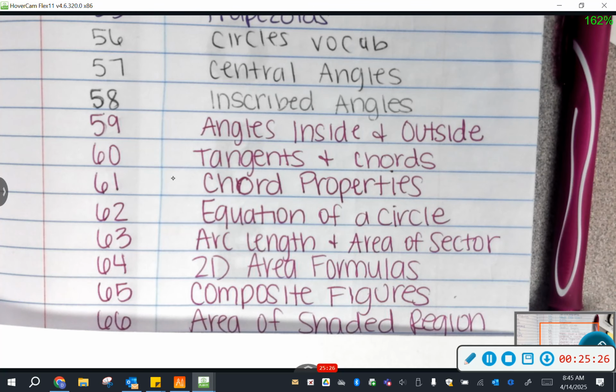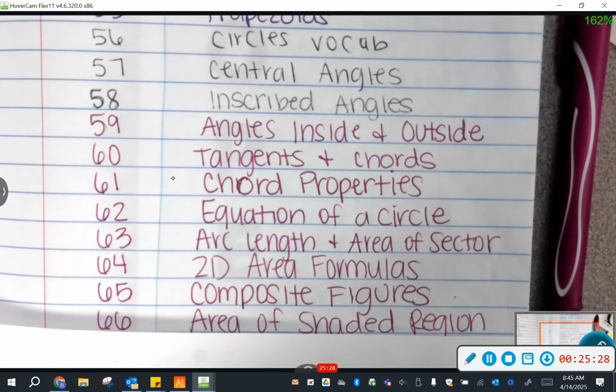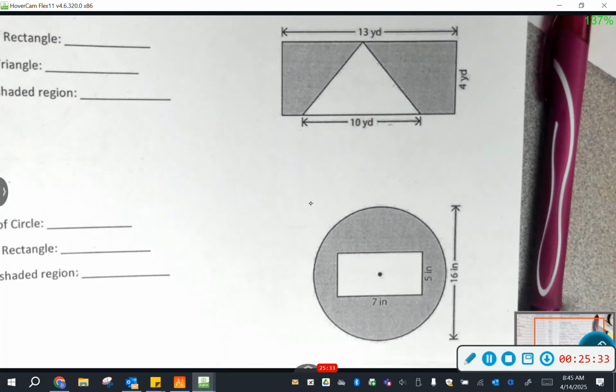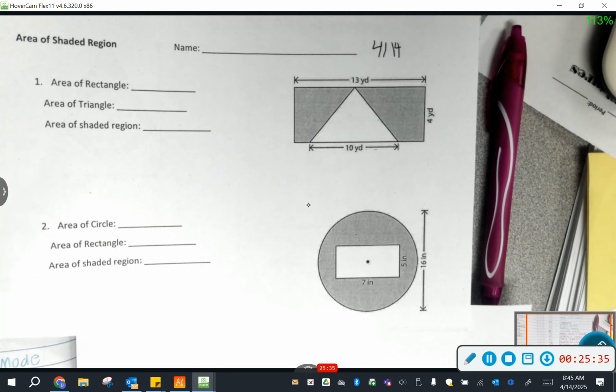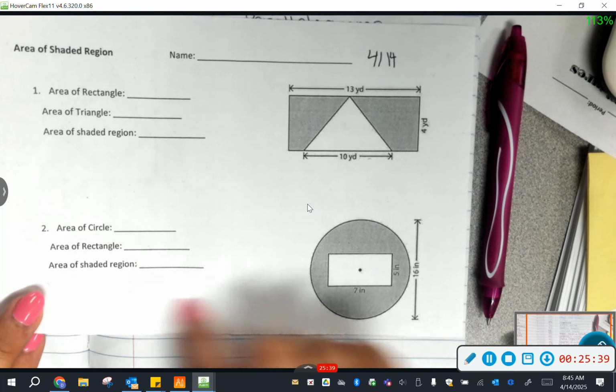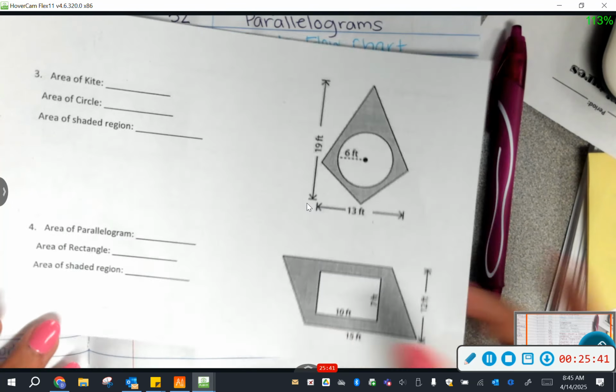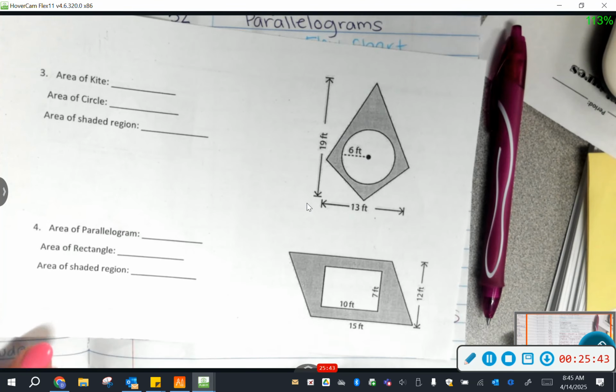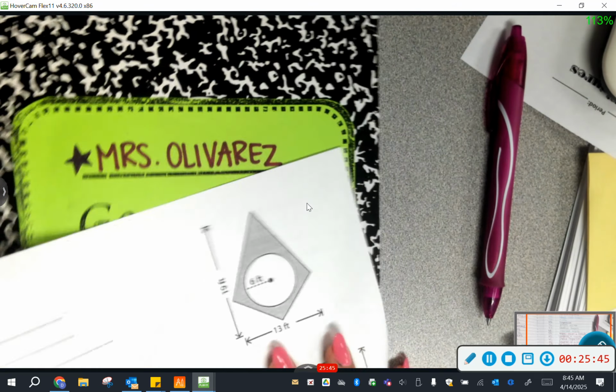All right. For the rest of the class period, you are doing this worksheet right here. Area of the big and then minus area of the small. Remember, if it has a circle, it should be like an equation. All right. Area of the big minus area of the small, and then turn it in.